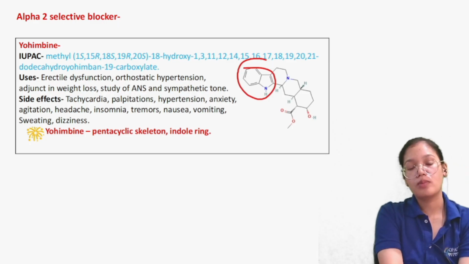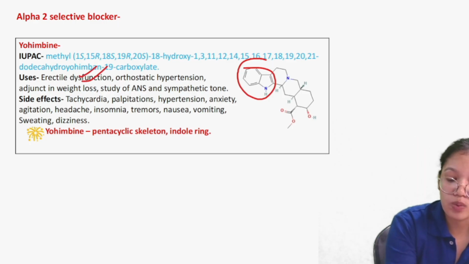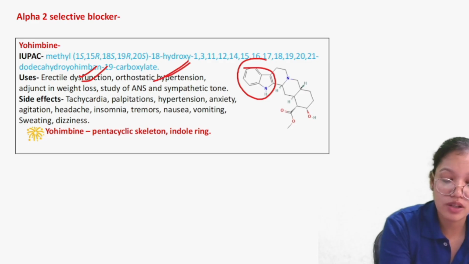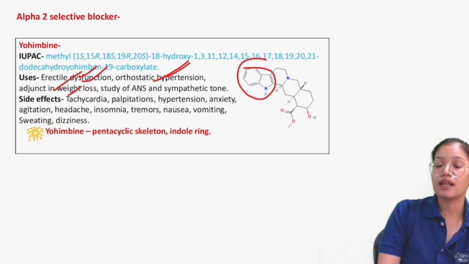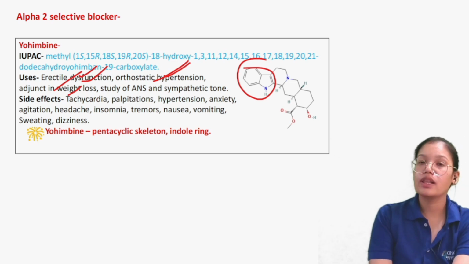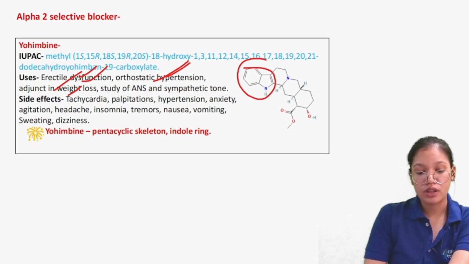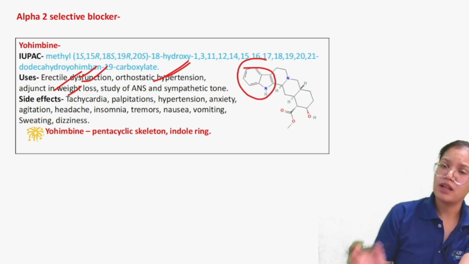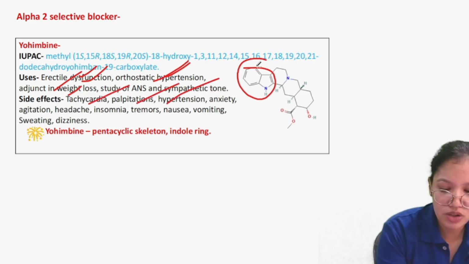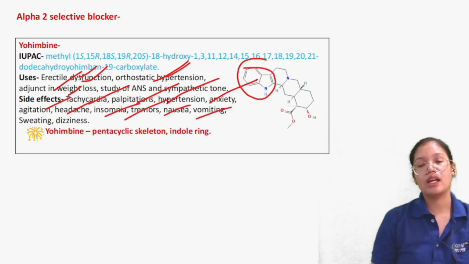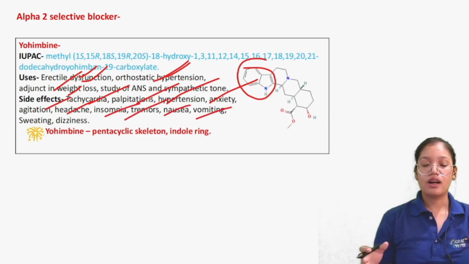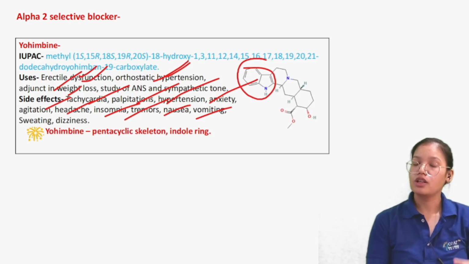Now if we talk about the uses: erectile dysfunction, orthostatic hypotension, then adjunct in weight loss, study of the ANS and sympathetic tone. For all that, yohimbine can be used. Side effects, again the same as the others: tachycardia, palpitations, hypertension, anxiety, agitation. Then we have headache, insomnia, tremors, nausea, vomiting, sweating, and dizziness. All these are the side effects of yohimbine.